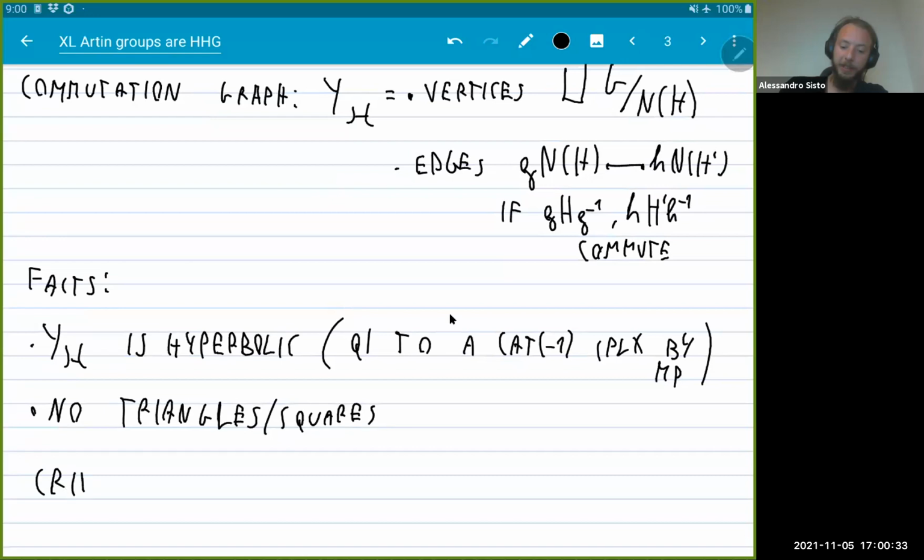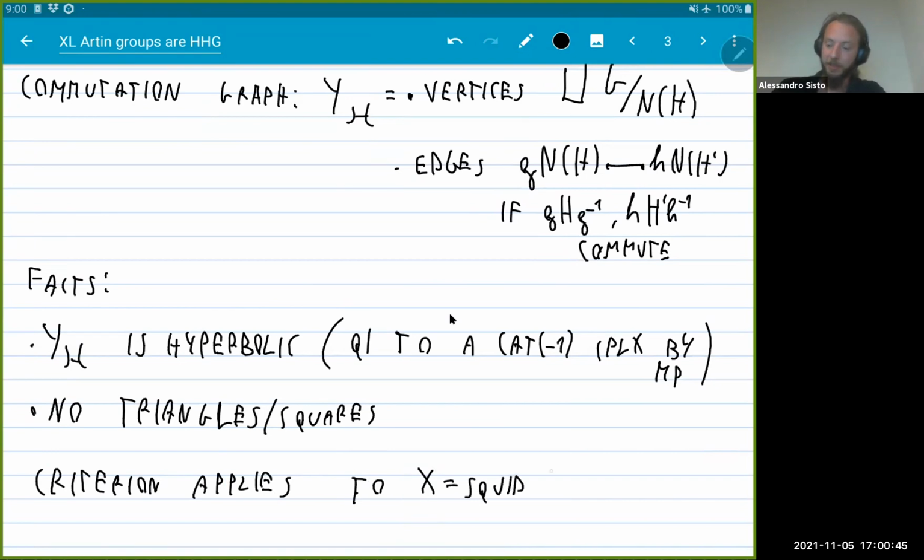And finally, last thing I'm going to say, the criterion again applies not quite to this. So this is kind of an analog of the Bass-Serre tree, but to, let's say, the squidification of this thing. And that's all. Thank you very much for your attention.